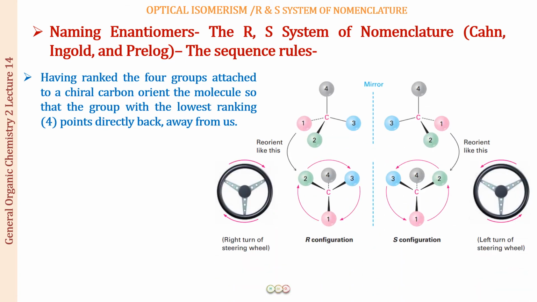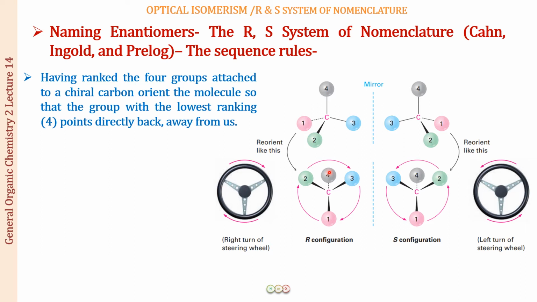For example, you have a diagram here in which you can see one chirality center, one carbon surrounded by four different groups, and this is its mirror image compound. Both of them are enantiomers of each other, optical isomers of each other. Here you can see that group number 4 is in the plane of the paper. You are going to orient the molecule in such a way that group number 4 goes backwards.